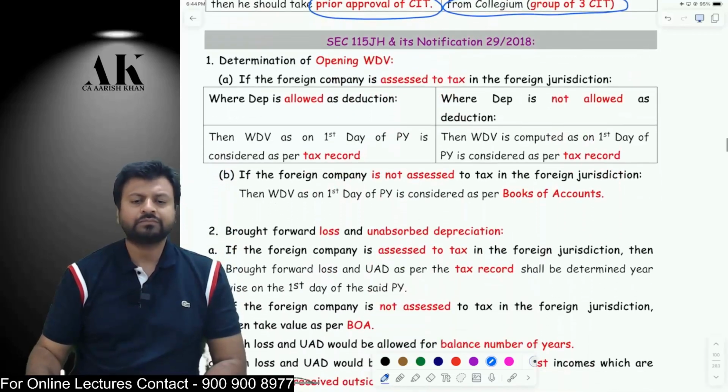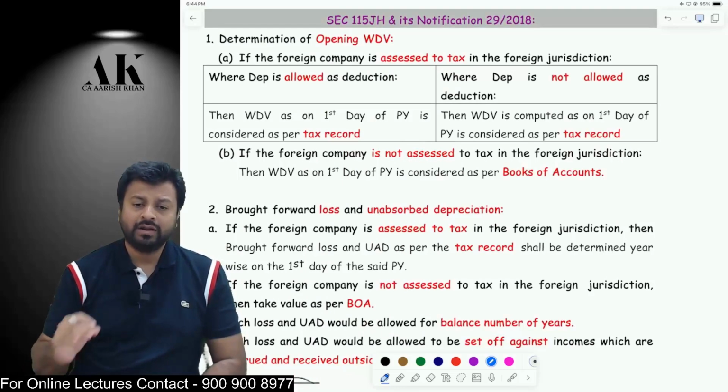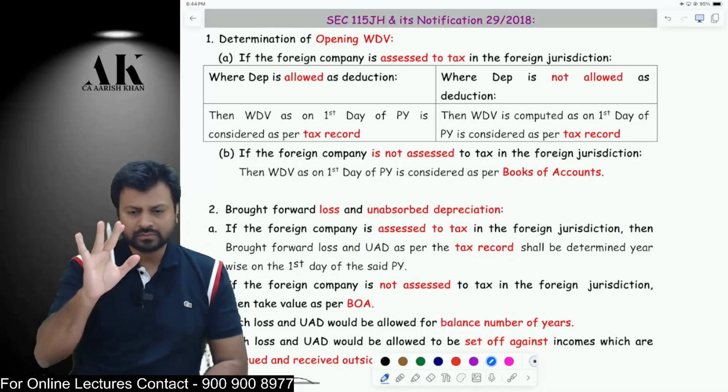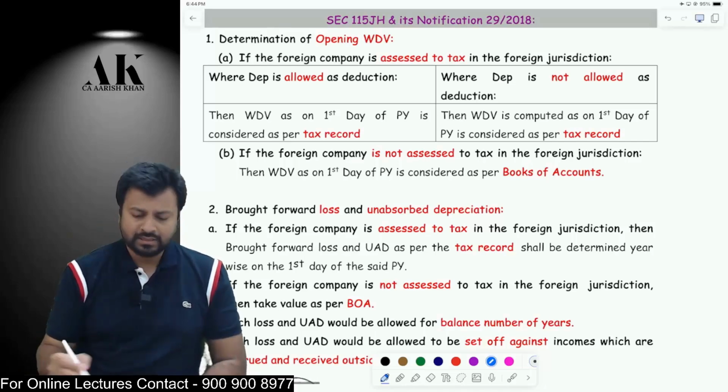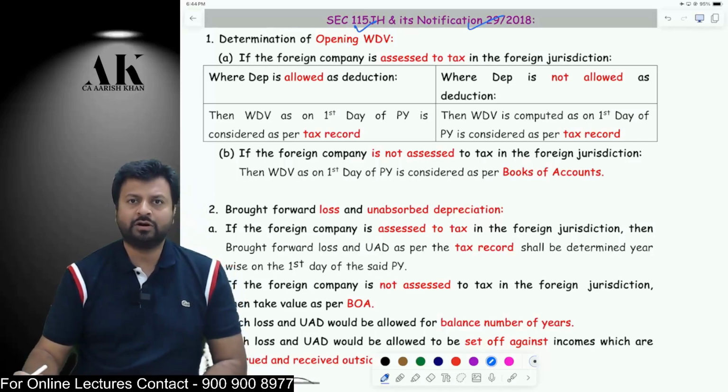Okay. Now, once a company is declared as resident after the POEM, what is the impact on that company in the current year? Listen carefully. For that purpose, section 115JH and notification number 29/2018 has been brought by the Government of India.